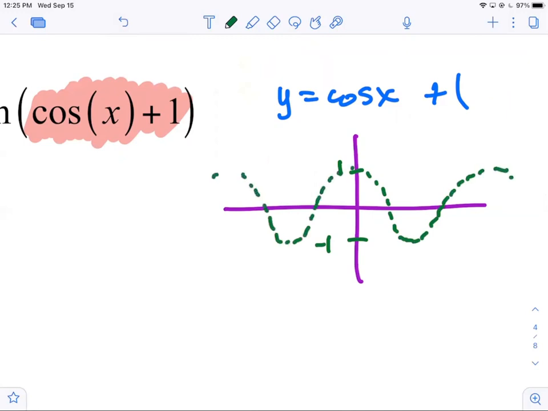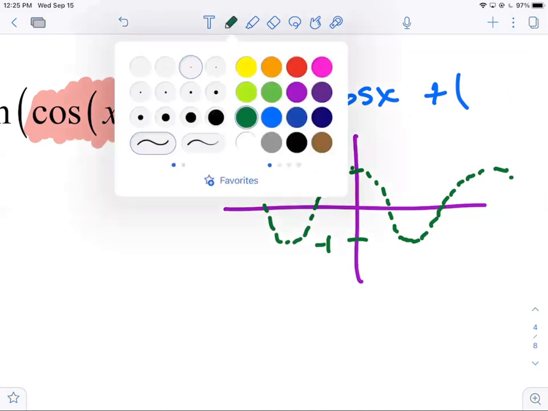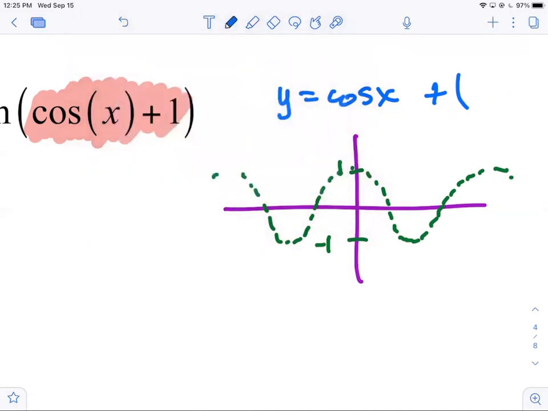All right, I'll do it as a dotted line. What does the +1 do to any graph, including this one? Shifts it up 1, right? So now the low points are going to be here, and then this goes up to 2. And now your sinusoidal axis is there. So now it's going to look like this.